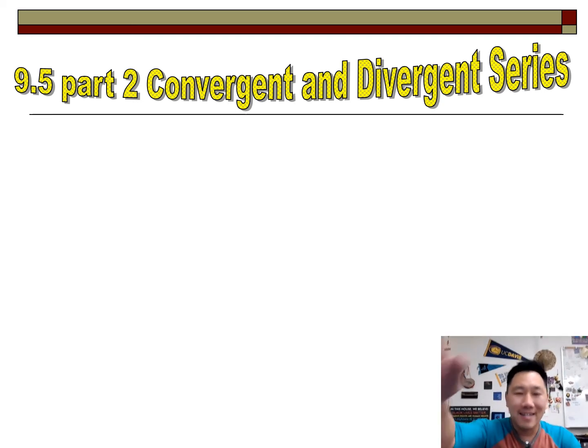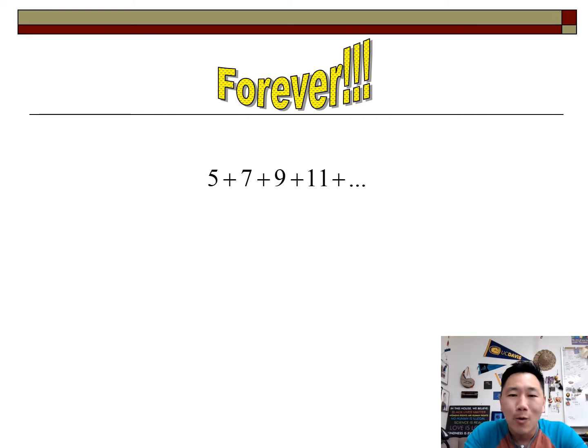It's You and Me, 9.5, Part 2, Convergent and Divergent series. All right, let's see. What if I asked you to do this forever? We have 5 plus 7 plus 9 plus 11 and then plus dot dot dot.